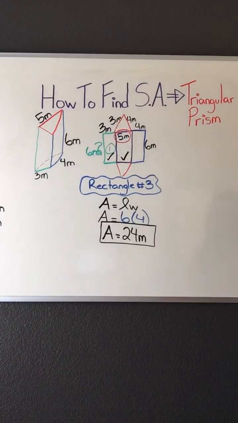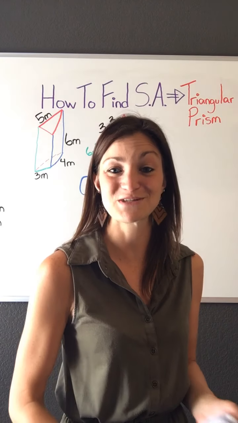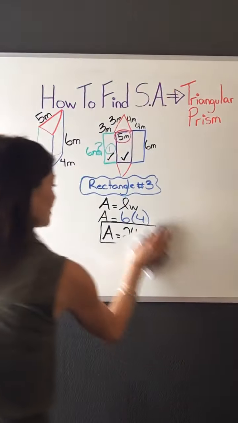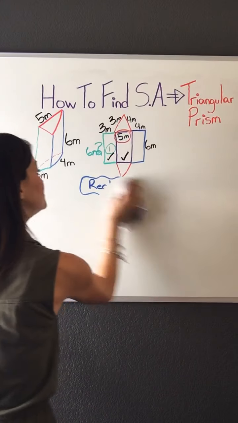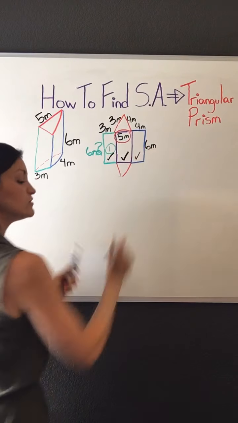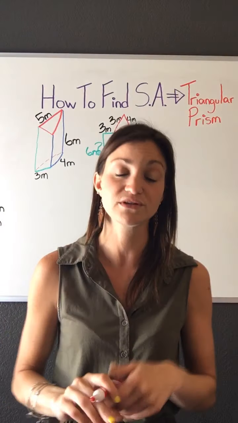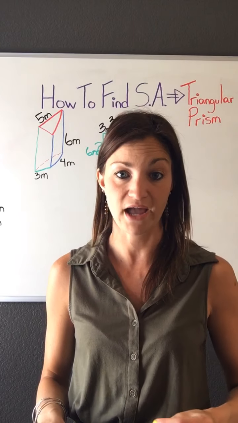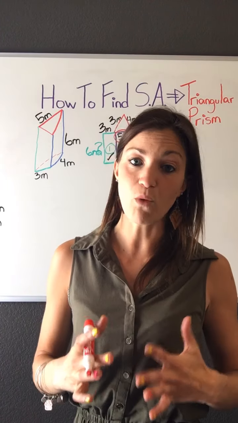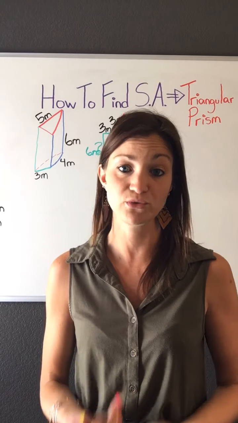So congratulations, take a deep breath. You just found the 3 rectangles, or the 3 lateral faces, which means we're almost done, okay? I wrote my 24 meters off to the side. You can put a little check mark in your third rectangle. So we are now done with the rectangles, and we're going to move to the last shape, which is the triangle. Triangle requires a different area formula than rectangle, and there's actually 2 that you can use.